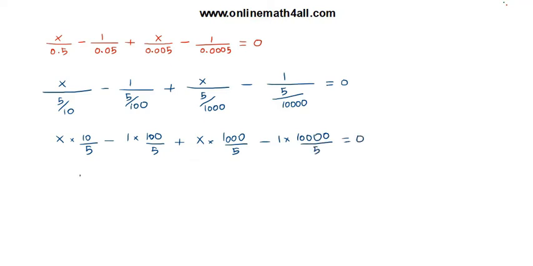Okay, x times 10 over 5 will be 10x over 5, and 1 times 100 over 5 will be 100 over 5. Positive x times 1000 will be 1000x over 5, negative 1 times 10,000 will be 10,000 over 5, is equal to 0. Okay, now we have the same denominator for all the fractions. So what we can do is take the denominator once and simplify the numerators.